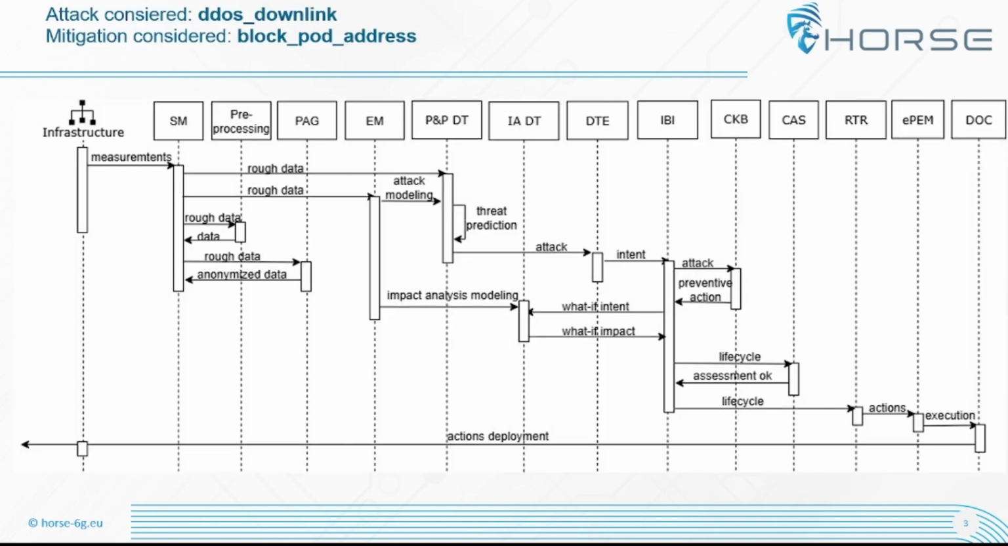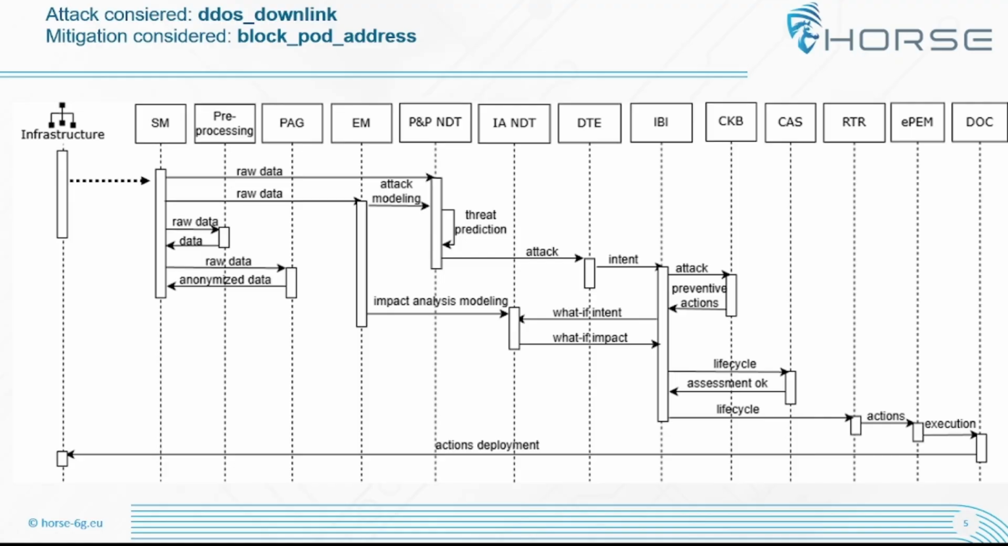This slide shows the complete threat prediction workflow. The process starts with infrastructure monitoring and data collection, followed by pre-processing and anonymization stages that prepare the information for analysis. The prediction and impact analysis components evaluate the potential evolution of the detected threat and generate a preventive intent. This intent is then validated, translated into technical actions, and finally prepared for deployment within the infrastructure. Next, we will go through this workflow step by step, showing how messages are exchanged between the different HORSE components throughout the process.